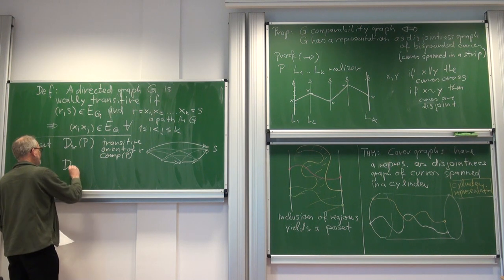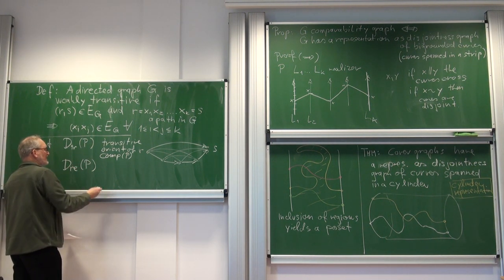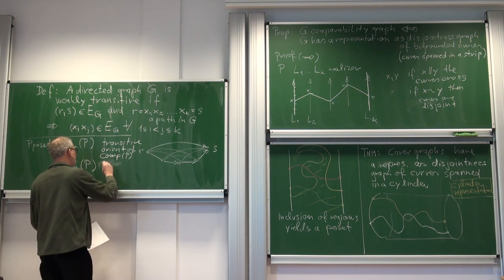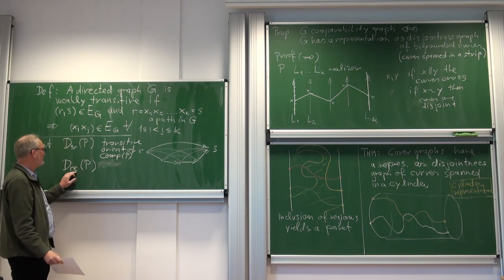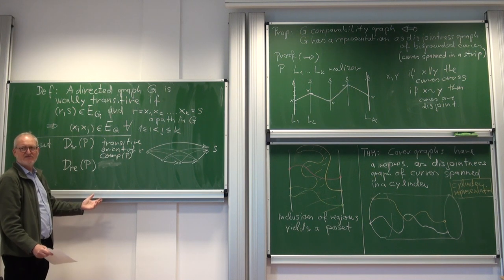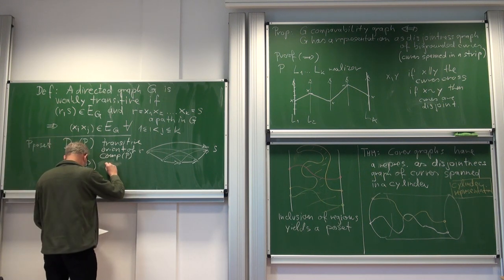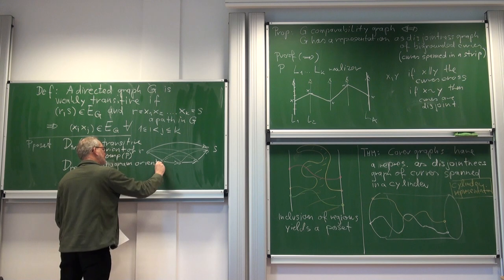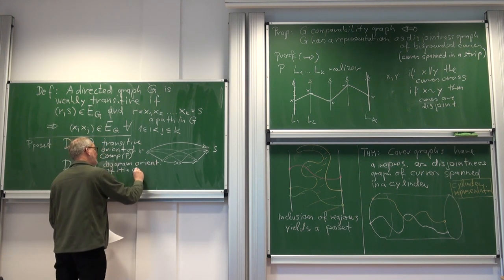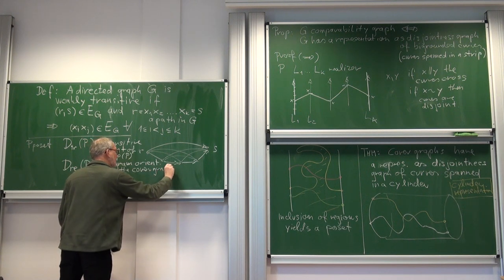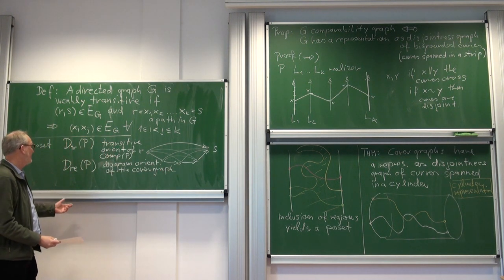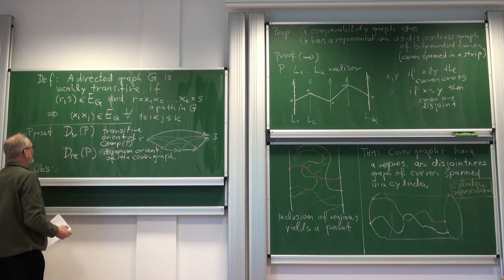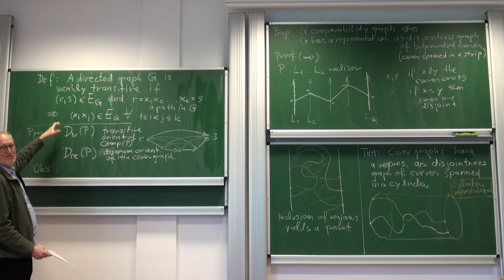And then we have the transitive, let's call it, this RE refers to reduction. This is a transitive reduction. This is the diagram orientation of the cover graph. So the cover graph with the natural orientation coming from G, and here is the observation. Both of these graphs are weakly transitive.